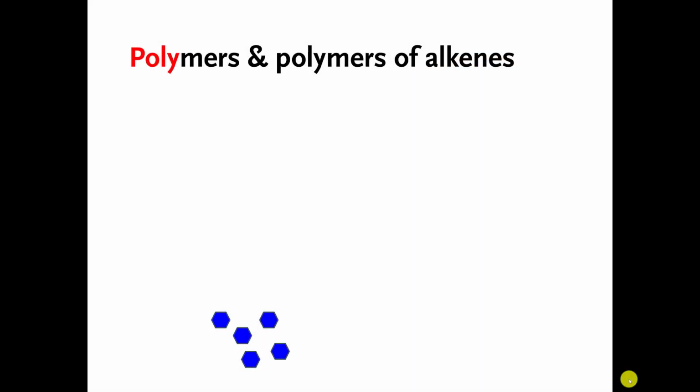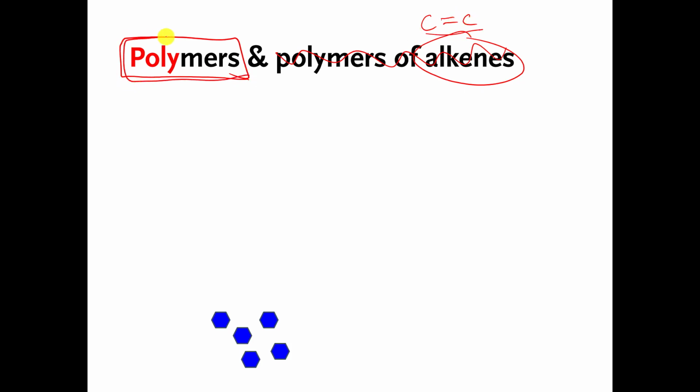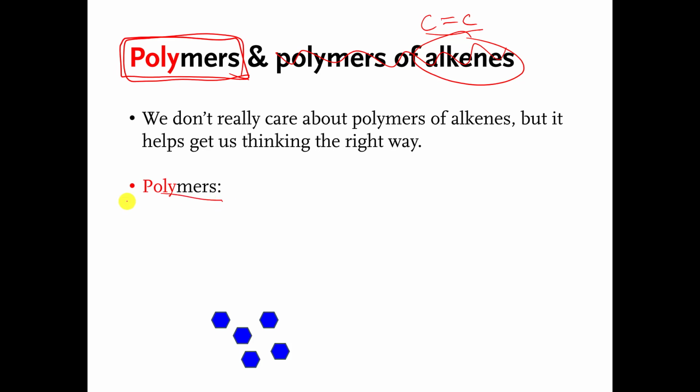Okay, in this video I am going to talk about something called a polymer. I'm not really going to focus too much on polymers of alkenes. If you remember from previous videos, alkenes are molecules that have a carbon-carbon double bond. I am going to focus on what a polymer is because that's going to become important in the last collection of videos coming up. So, polymers.